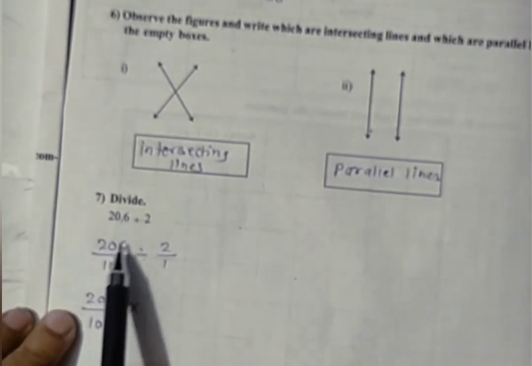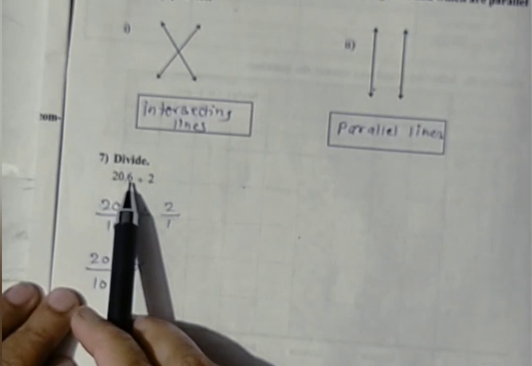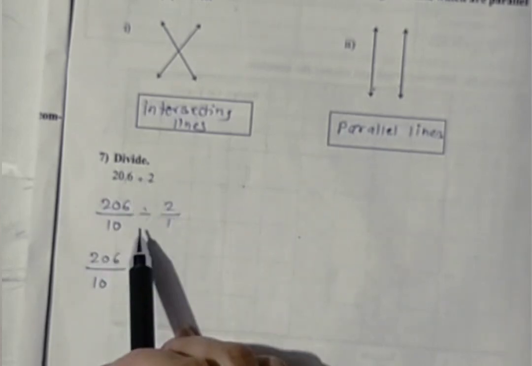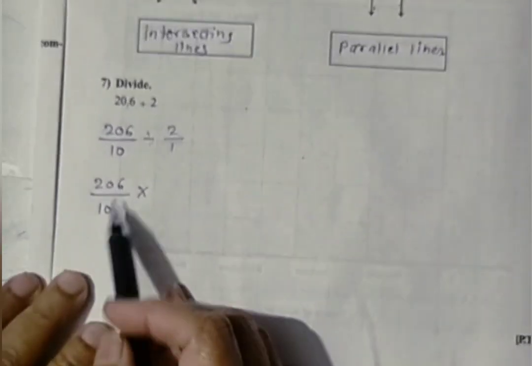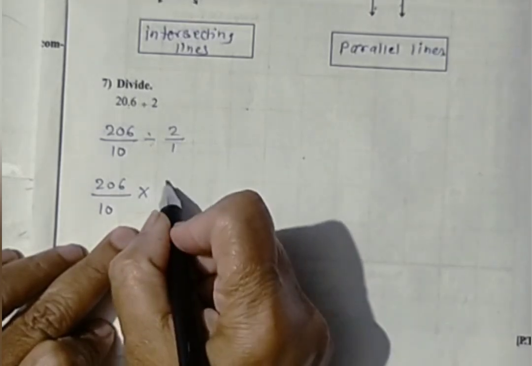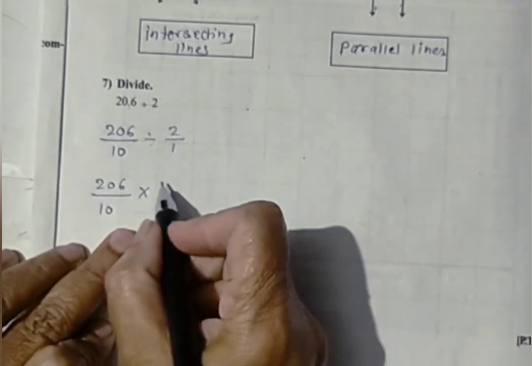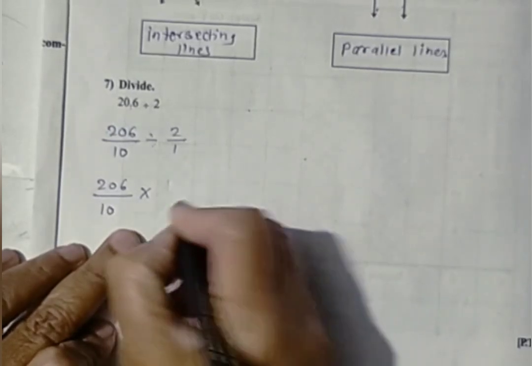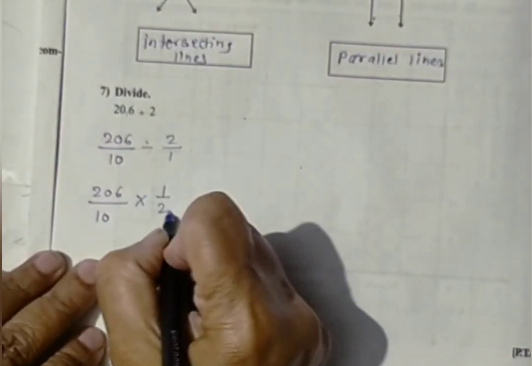20.6 converted into a common fraction. Here is one number after the decimal point. So 206 upon 10 divided by 2 upon 1. Change the sign to multiplication and take the reciprocal of the second fraction. 1 upon 2.